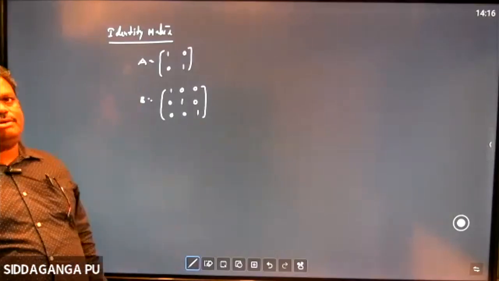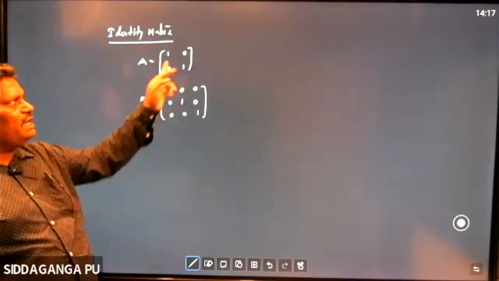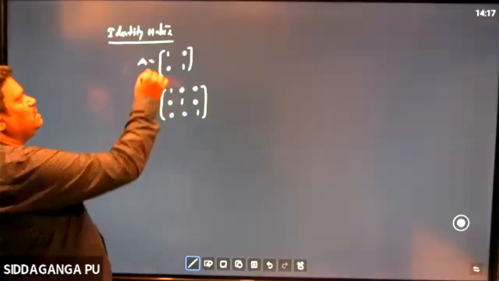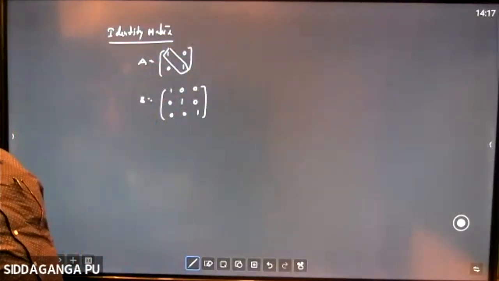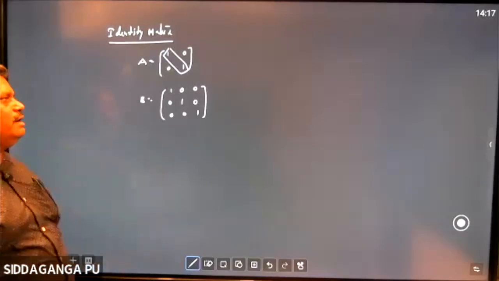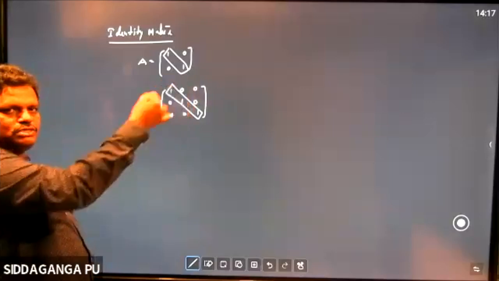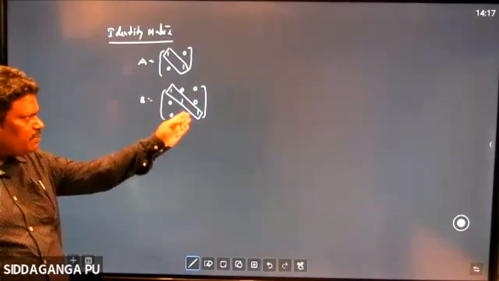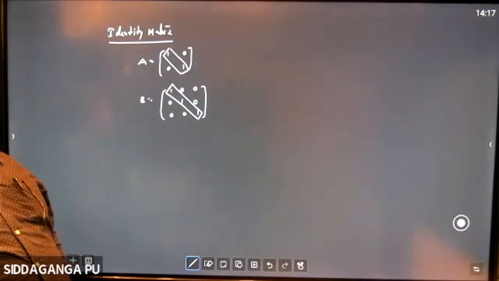Why is it called identity matrix or unit matrix? Out of the principal diagonal, all elements are zeros, but the principal diagonal elements must be equal to 1. Here also the same: outside of the principal diagonal, all are zeros and the principal diagonal elements are equal to 1. Then that matrix is also called identity matrix.